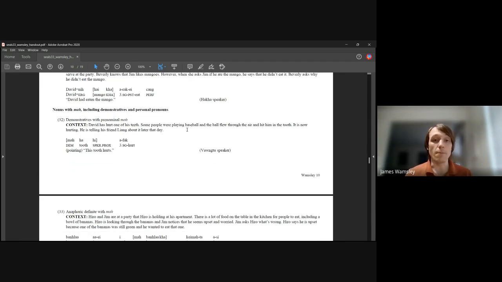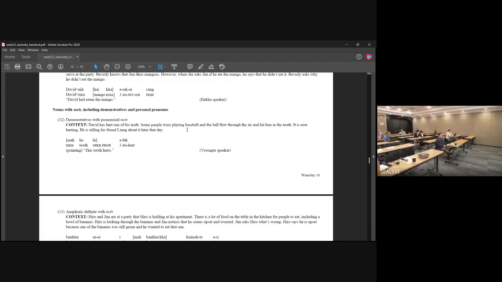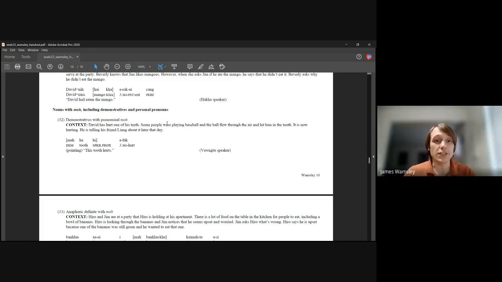Now, moving on to ma, which is an important point for today. Ma appears in demonstratives. We have an example here, this tooth, where ma, ha, he. Ma is the demonstrative element, ha is tooth, and then the post-nominal discourse deictic encodes the spatial deictic information.